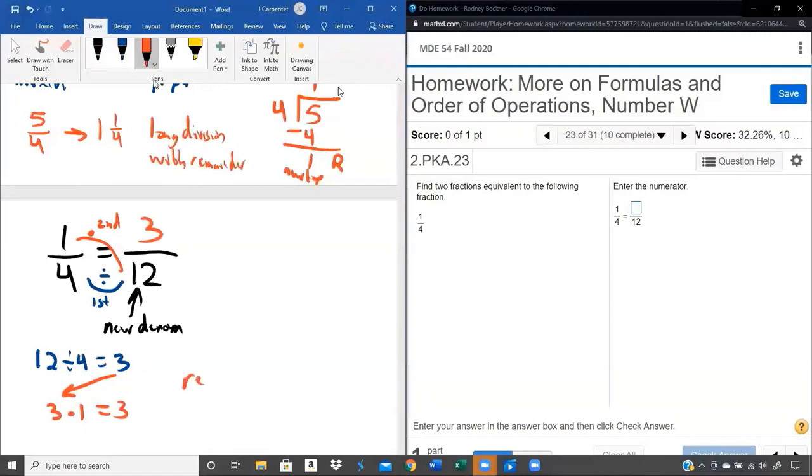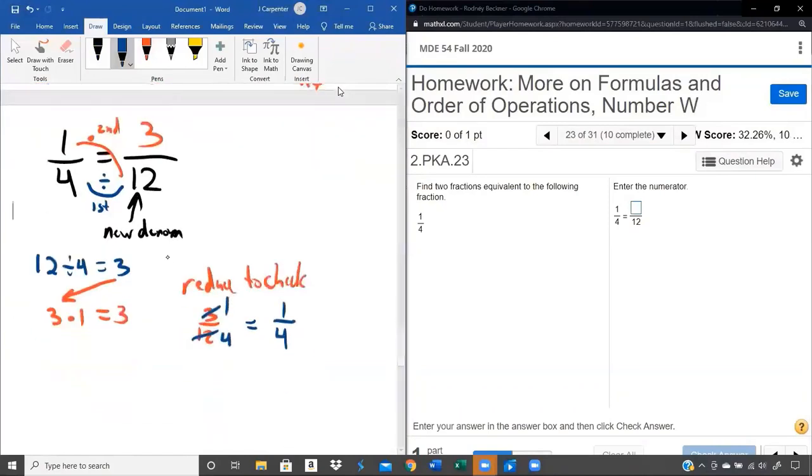You can reduce to check this. Reducing, again, just means find the biggest number that goes into both of those, top and bottom. So 3 over 12, 3 goes into both of those. 3 goes into 3 once, 3 goes into 12 4 times, so this would be 1/4.